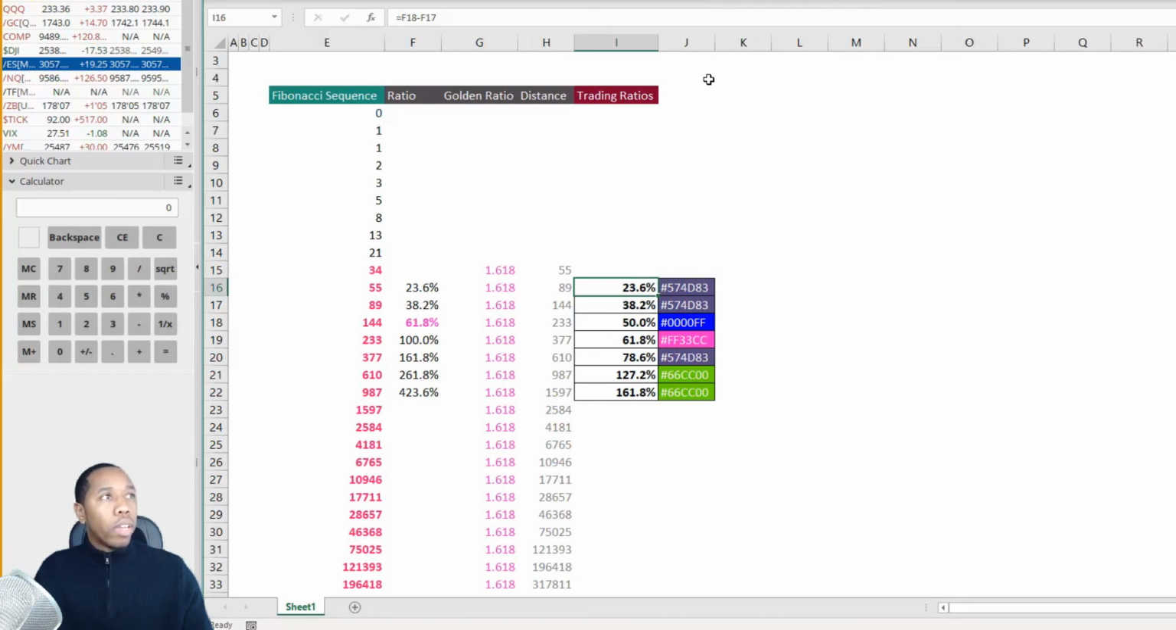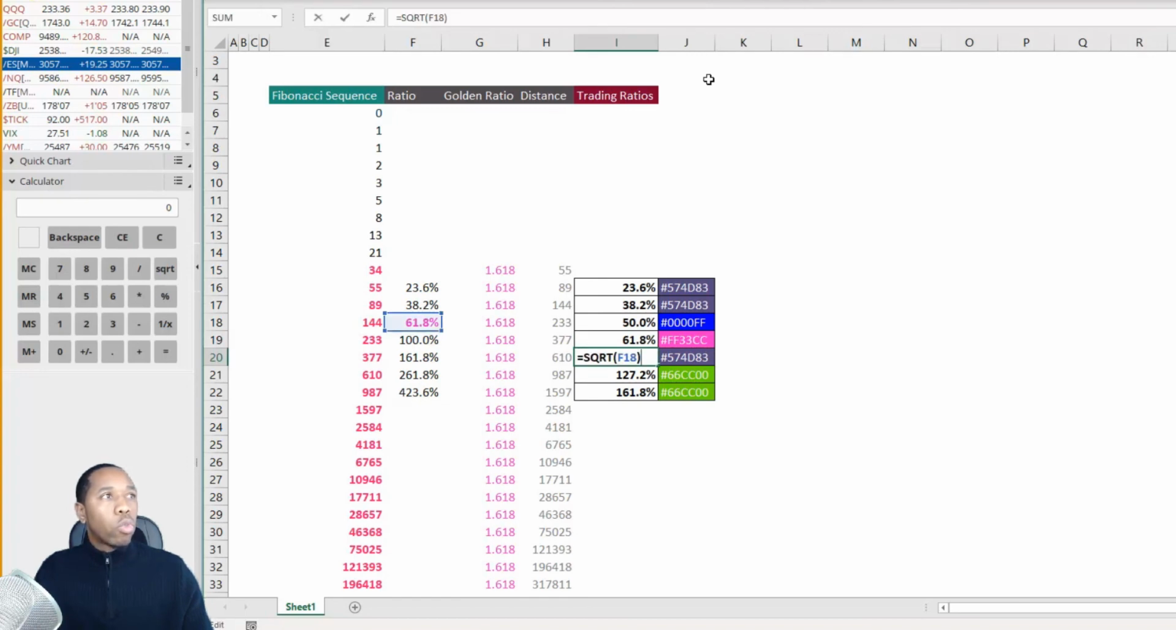So if you take a look at how we get to 23.6, okay, we basically look over here. You see the 618, which is the golden ratio, and we're subtracting the 38.2 ratio, and that's how we get to 23.6. 38.2, we're taking 100% and subtracting the golden ratio, and that's how we get that. 50%, we're just taking the 100% and dividing by 2. You get 50%. Golden ratio, as we went over earlier, 233 divided by the 144.